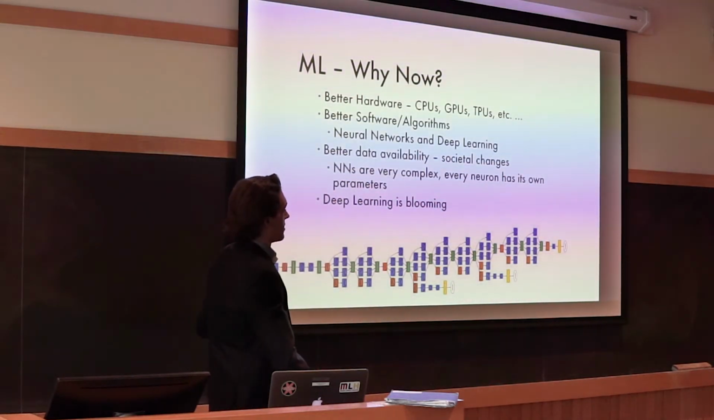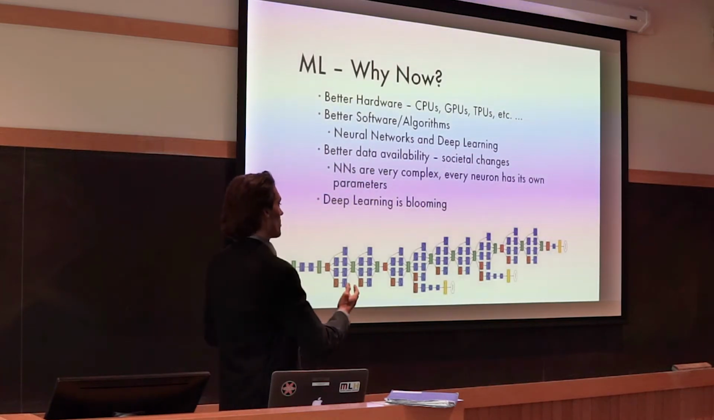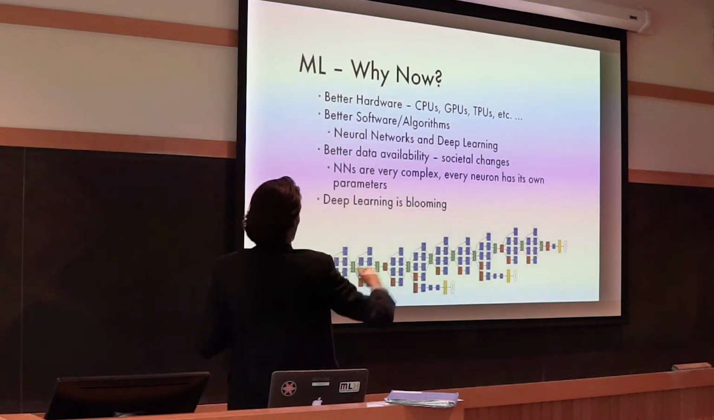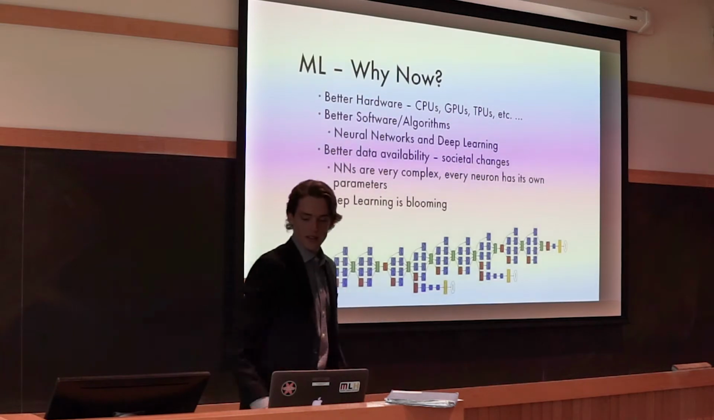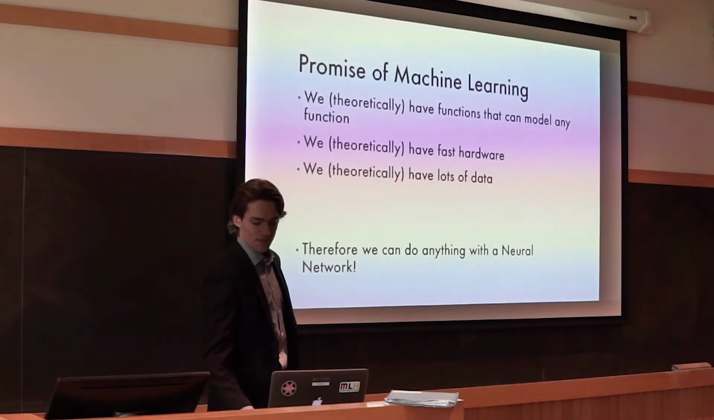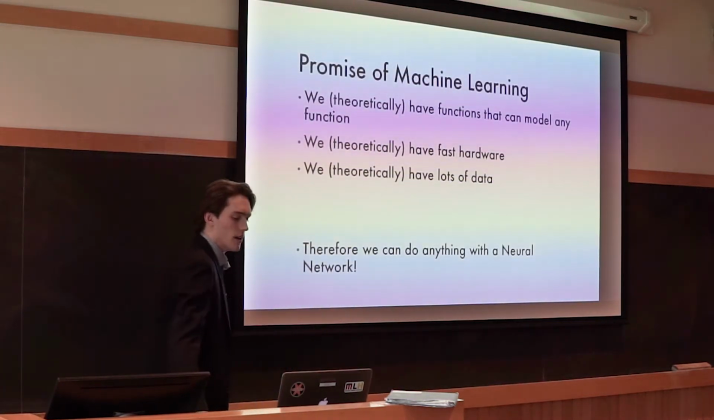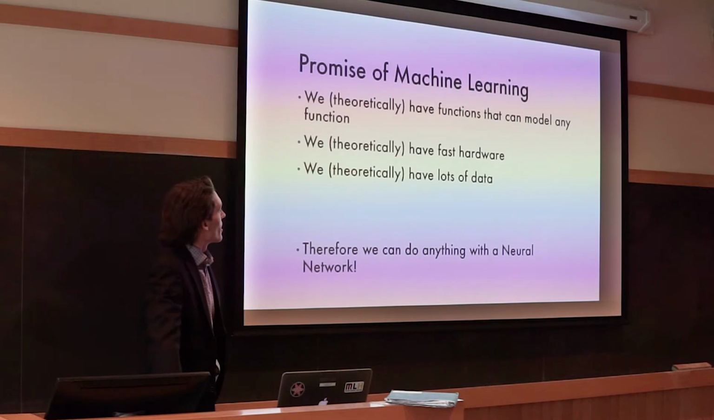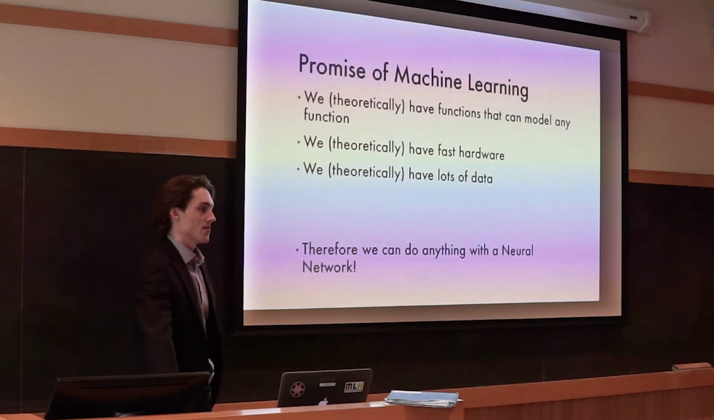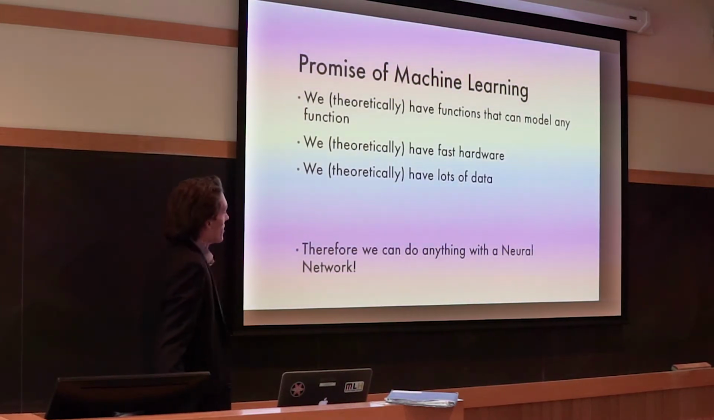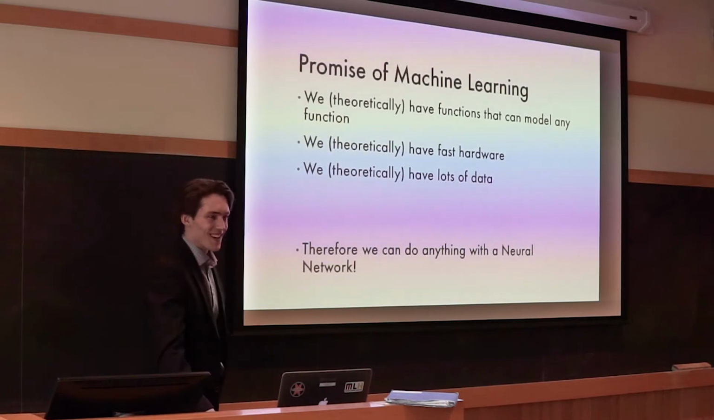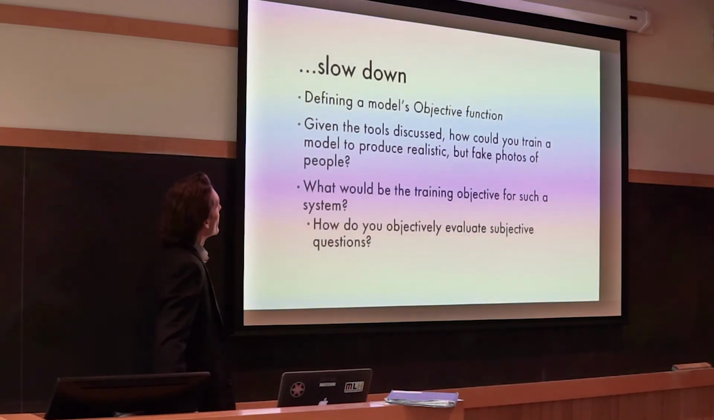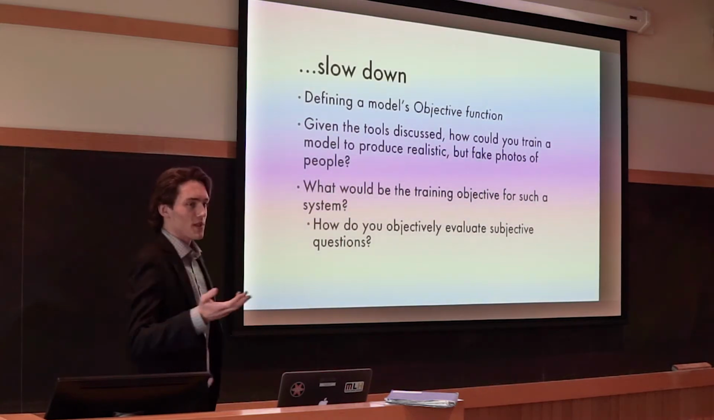And what deep learning is, basically, is neural networks, but pretty extreme, just lots of layers. And these are taking over. So we theoretically have functions that can model any function. We theoretically have fast hardware, and we theoretically have lots of data. It's a powerful combination, so it seems that we can do anything with a neural network, right? Perhaps, but we still need work.